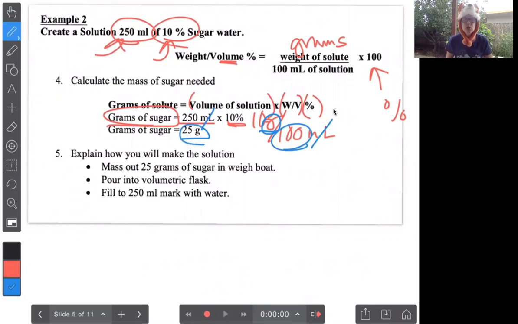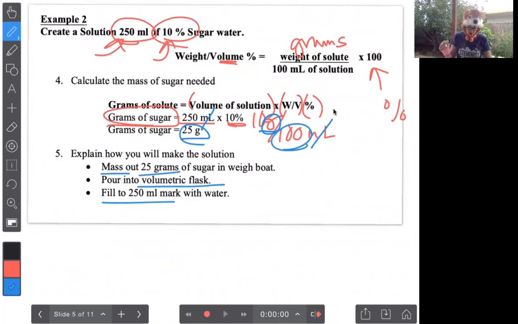If you were going to make this solution, what would you do? This says you mass out. We would call it weigh out, but technically it's mass and not weight. Weigh out 25 grams of sugar, pour it into the graduated cylinder, and fill it up to 250. That's how we make that solution.